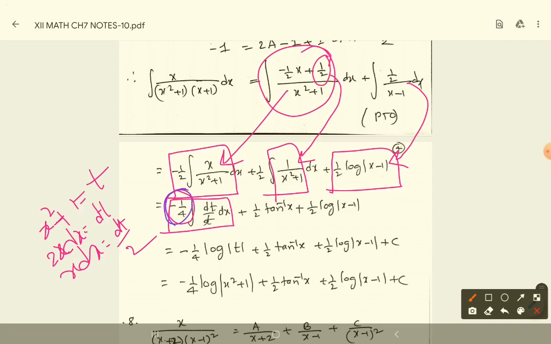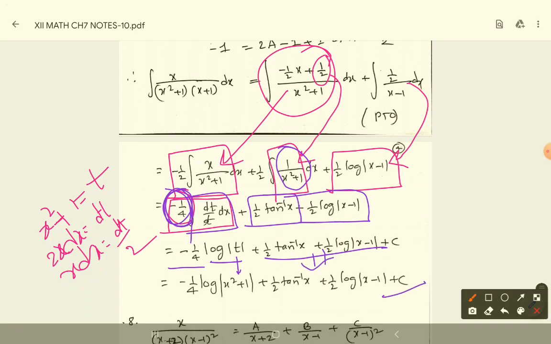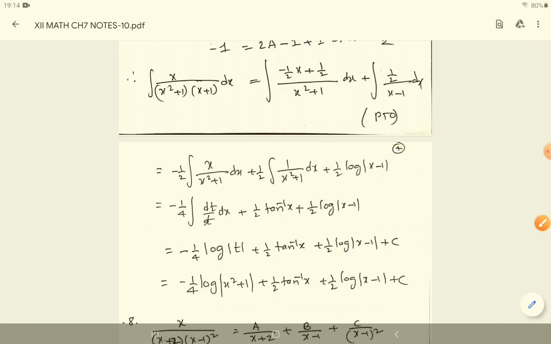See, minus 1 by 2 changes to 1 by 4 and dt by t plus 1 by 2 tan inverse x, because 1 by 1 plus x square integration is tan inverse x, then we got of log mod x minus 1 already. So minus 1 by 4 log mod t, t means substitute, remaining things as it is you write down, plus c you keep, then finally we got the answer. That is the 7th question.